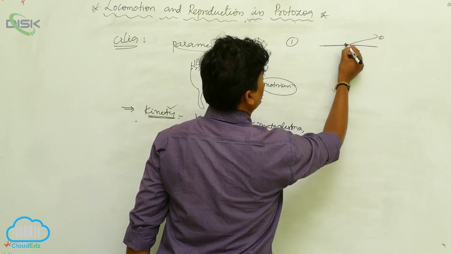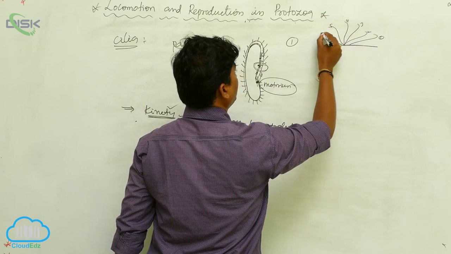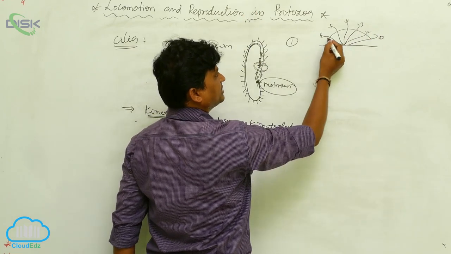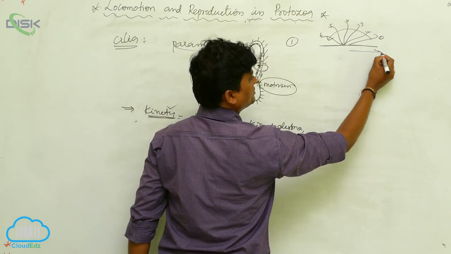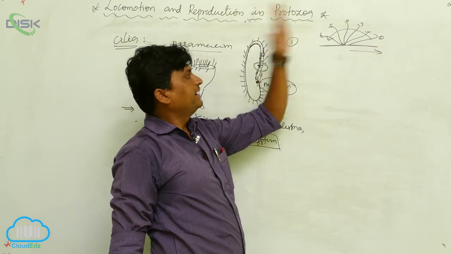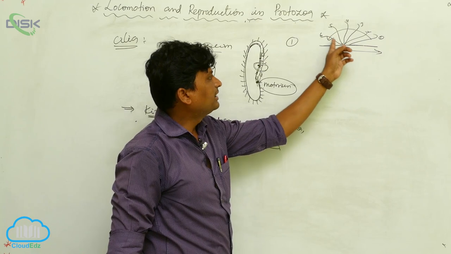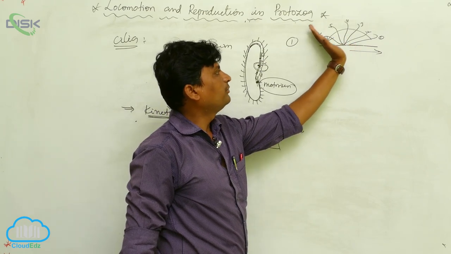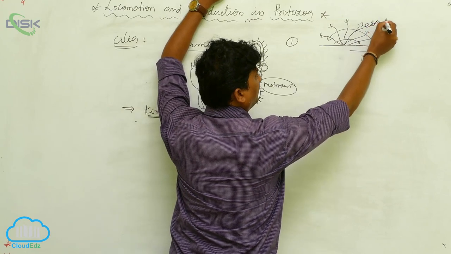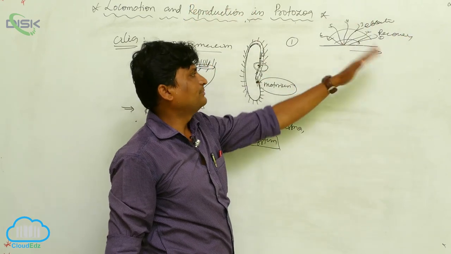The cilium makes two movements. First, the cilium becomes a rigid structure and beats in a backward direction, stepwise, so the organism shows forward movement. Then the rigidness is lost and the cilium comes back to the normal position. That is the recovery stroke, and the earlier beat is the effective stroke. Effective and recovery strokes will be there.